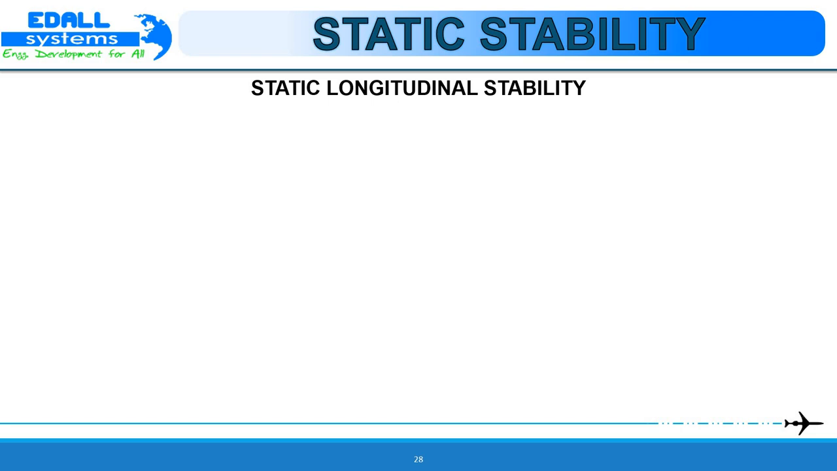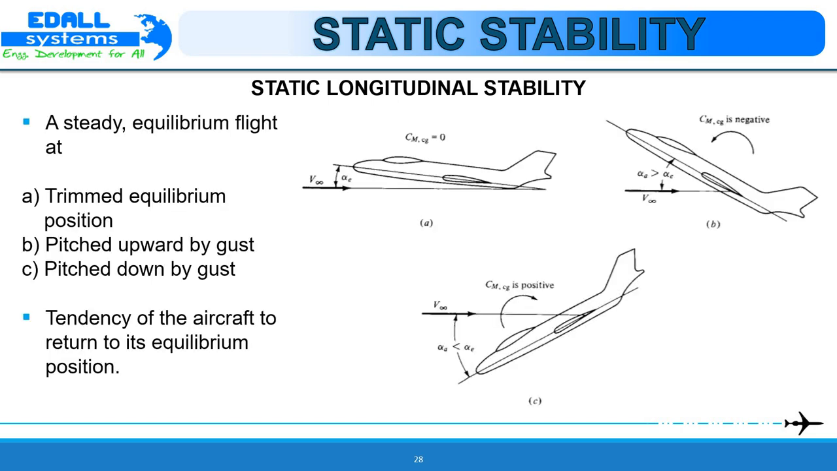Static longitudinal stability. Consider the aeroplane in steady equilibrium flight at its trim angle of attack. Suddenly, the aeroplane is disturbed by hitting a wind gust and the angle of attack is momentarily changed. There are two possibilities, an increase or decrease in angle of attack. If the aeroplane is pitched upwards, then the absolute angle of attack is greater than the trimmed angle of attack. The moment about the center of gravity is then negative. A negative moment is counterclockwise, tending to pitch the nose down. Hence, the aeroplane will initially tend to move backward toward its equilibrium position after being disturbed.